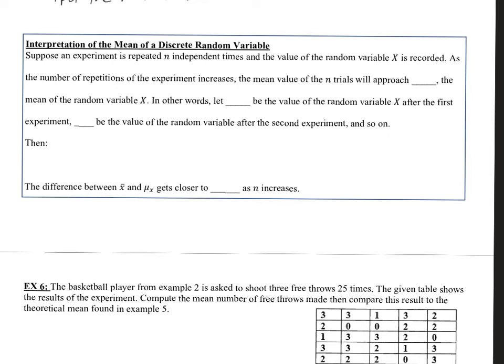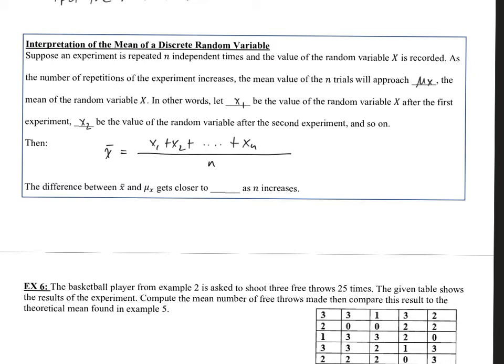So now, interpretation of the mean of a discrete random variable. Suppose an experiment is repeated n independent times and the value of the random variable x is recorded. As the number of repetitions of the experiment increases, the mean value of the n trials will approach mu of x, the mean of the random variable x. In other words, let x sub 1 be the value of the random variable x after the first experiment, x sub 2 be the value of the random variable after the second experiment, and so on. Then we would have x bar, the sample mean, equals our values added together until we get to the last one, divided by n.